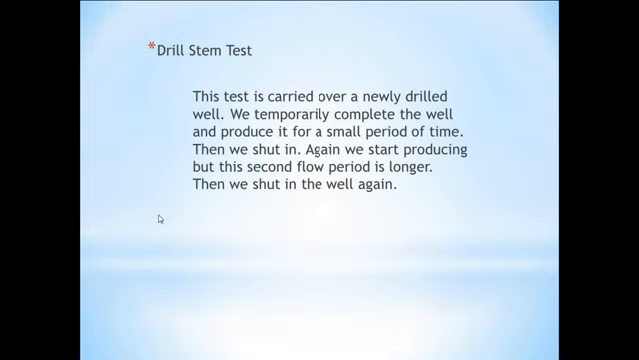In the drill stem test, this test is first of all carried out on a newly drilled well with the rig still in place, and we temporarily complete the well with the help of a tool, and we produce the well for a small period of time, and then we shut in, and then we again start producing, this time for a longer period of time, and then we shut in again. Basically, what we are doing is checking the well's potential with the help of this test, as well as sampling fluids.